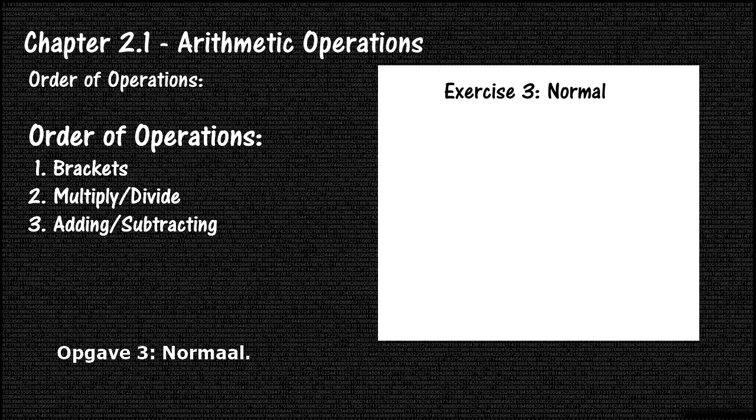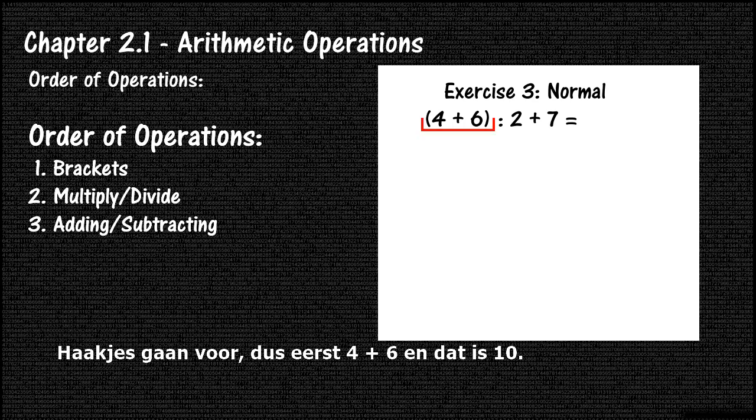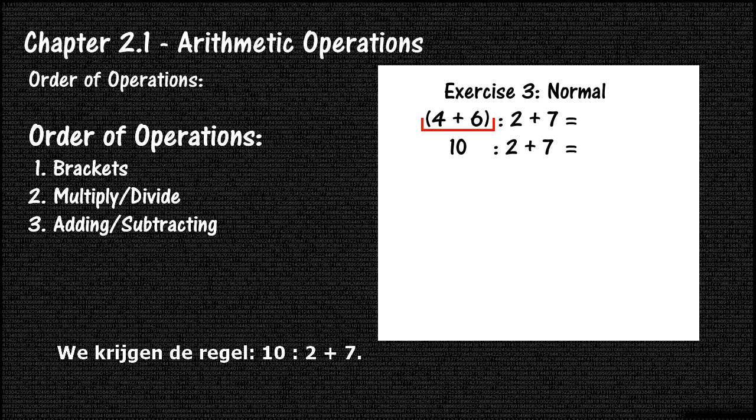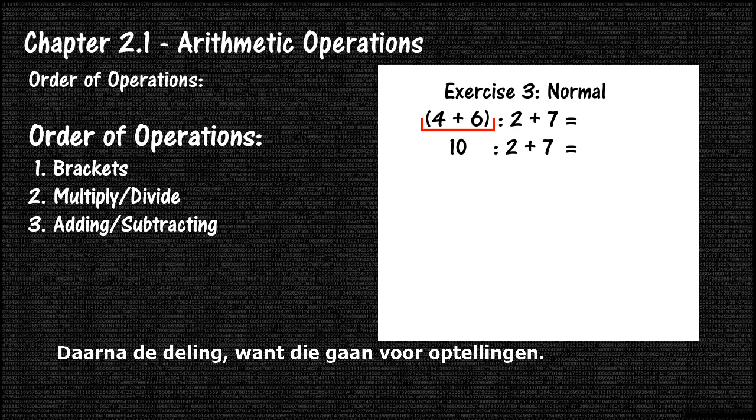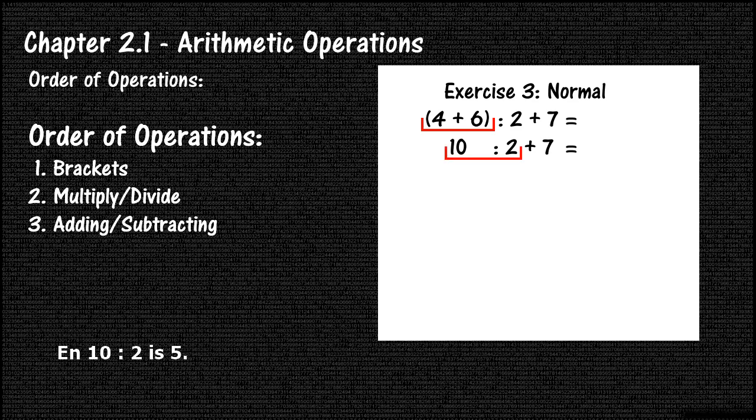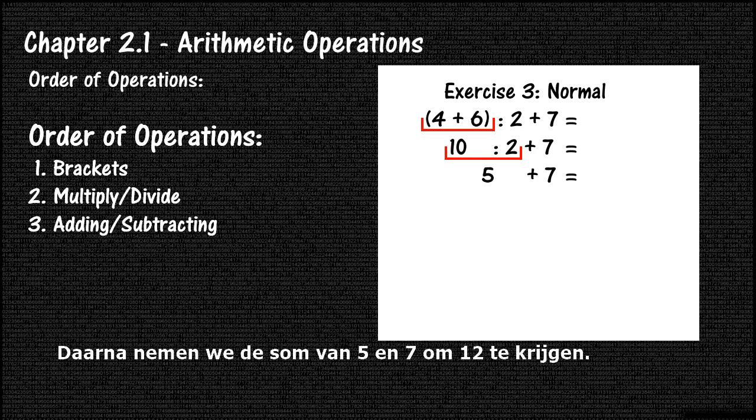Exercise 3. Skill level, normal. 4 plus 6 divided by 2 plus 7. Brackets are first, so 4 plus 6 equals to 10. We get 10 divided by 2 plus 7. We first do divisions as they are above additions. So 10 divided by 2 is equal to 5. And then we take the sum of 5 and 7 to get 12. Perfect!